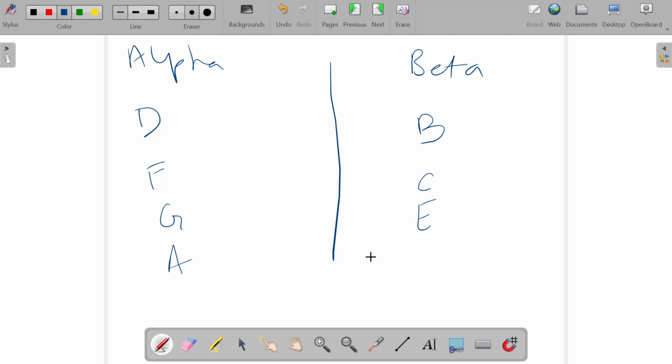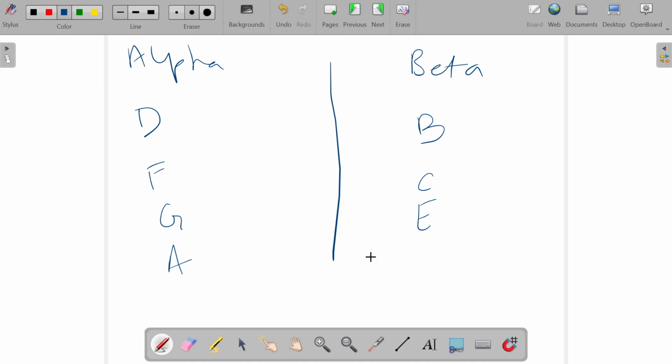So this is a valid arrangement. Let's check the conditions. A and B cannot be together. Fine, they are not together. One is in alpha, one is in beta. C must be with E. Okay, so C and E are in beta. D only in alpha. So D is in alpha. F and G together. So F and G together are in alpha. So this is one valid arrangement.